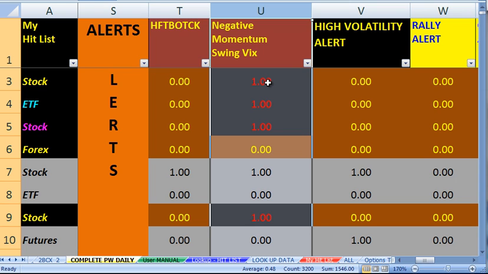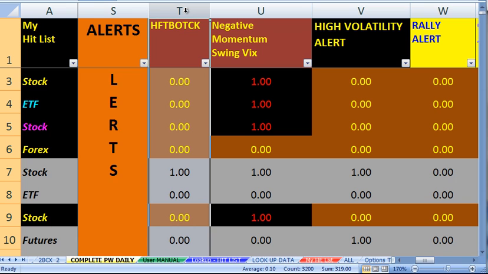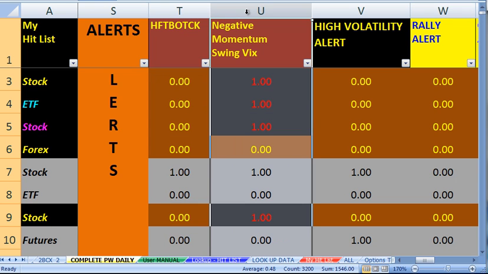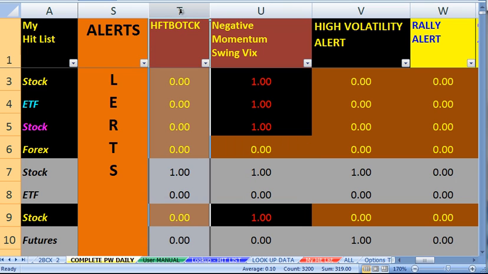High frequency bot check, if you recall, picks up pricing irregularities in the market. It also picks up selling pressure and secret selling, even in the options market. So it's a very ferocious algorithm. So you can have a negative momentum swing VIX. You can be in a downtrend channel and not have any irregularities coming back on the bot checks.